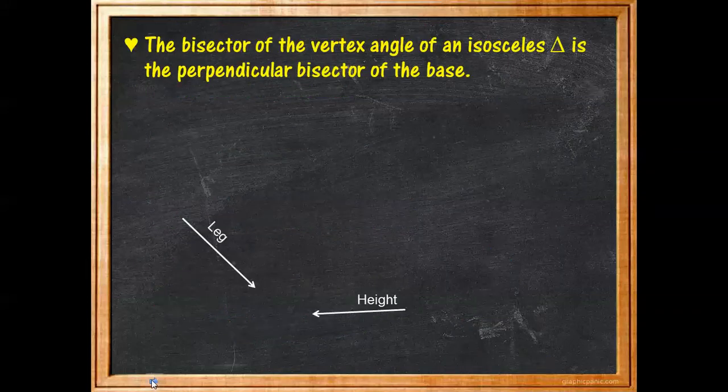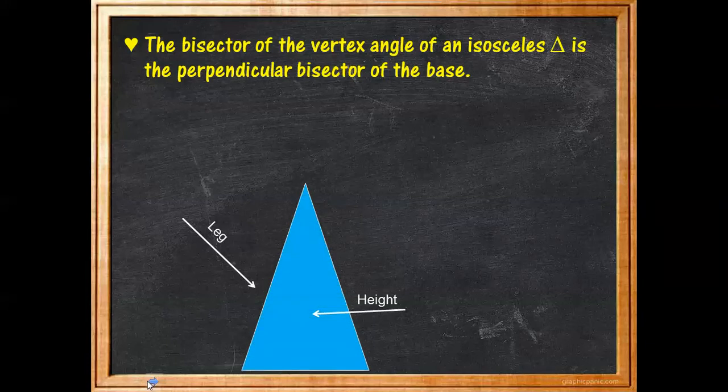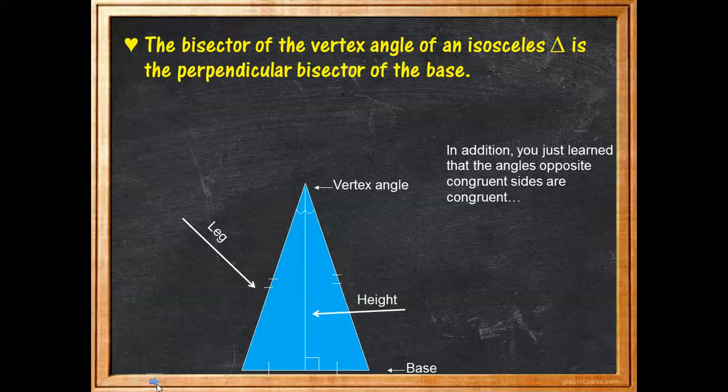The bisector of a vertex angle of an isosceles triangle is the perpendicular bisector of the base. Again, this is a corollary, meaning that we know this just from our isosceles triangle theorem, right? We know that an angle bisector of the vertex angle makes the angle in half. So you would make two triangles, right?